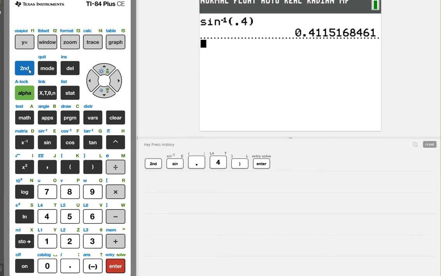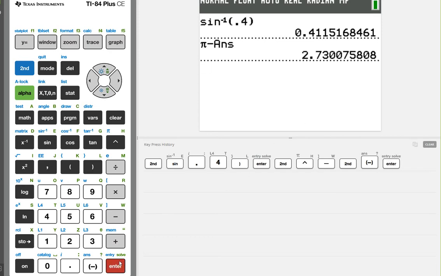Here's kind of a cool trick. First of all, I'm going to type in pi, so second and then pi, minus. If you hit the second key, then the opposite key, it types in your previous answer. That's cool. Now I press enter and I get 2.73.